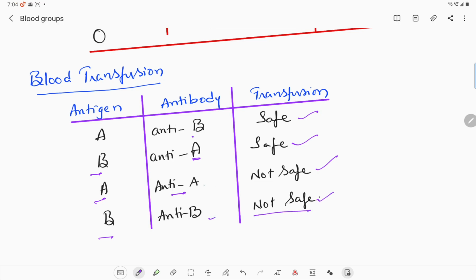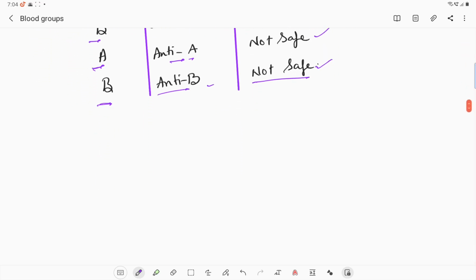Generally, antibody A is present in blood group B. So for an A blood group person, B blood group should not be given. Similarly, for a B blood group person, A blood group should not be given. If it is given, it is not safe, agglutination occurs and the person will die. Right?